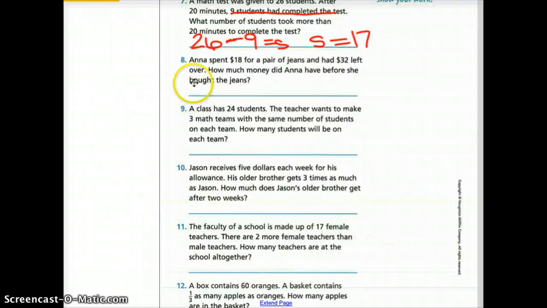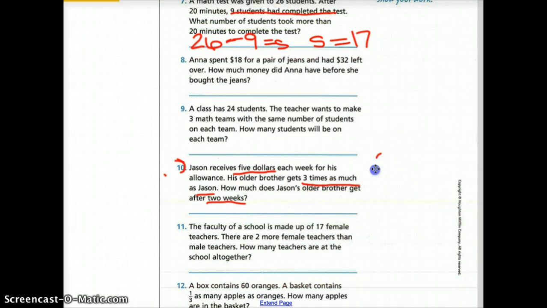All right, go ahead, do 8 to 9. And then I'm going to do number 10 with you. So number 10, Jason receives $5 each week for his allowance. His older brother gets 3 times as much as Jason. How much does Jason's older brother get after 2 weeks?